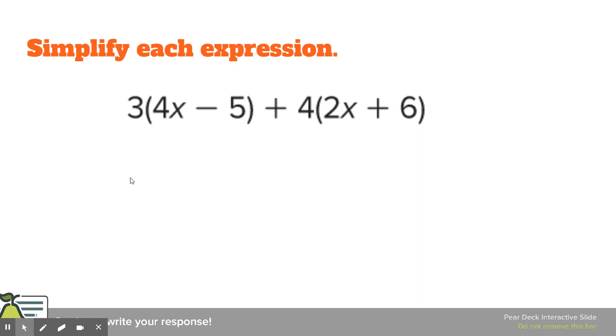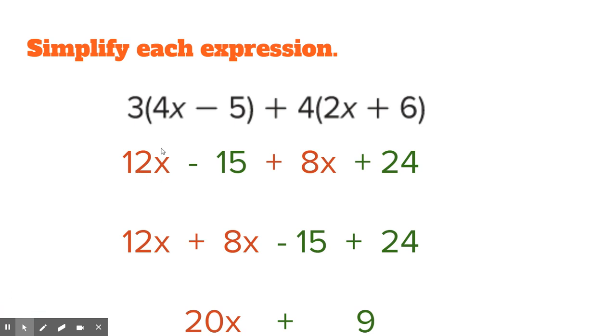And we're back. 3 times 4x, 12x. 3 times negative 5 minus 15. Plus 4 times 2x is 8x. And 4 times 6 is 24.